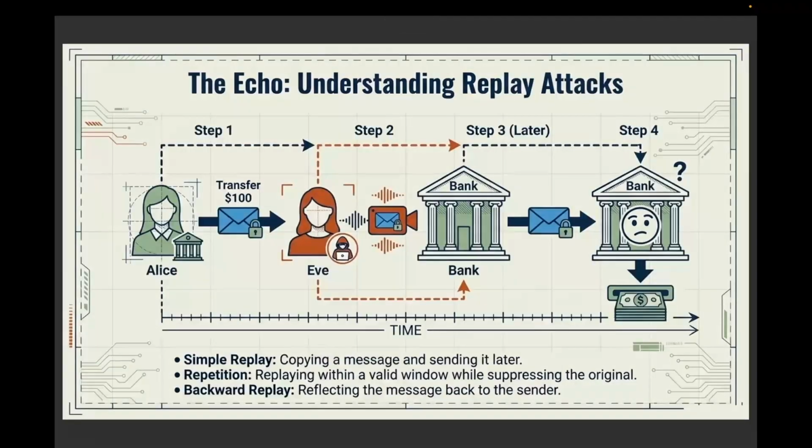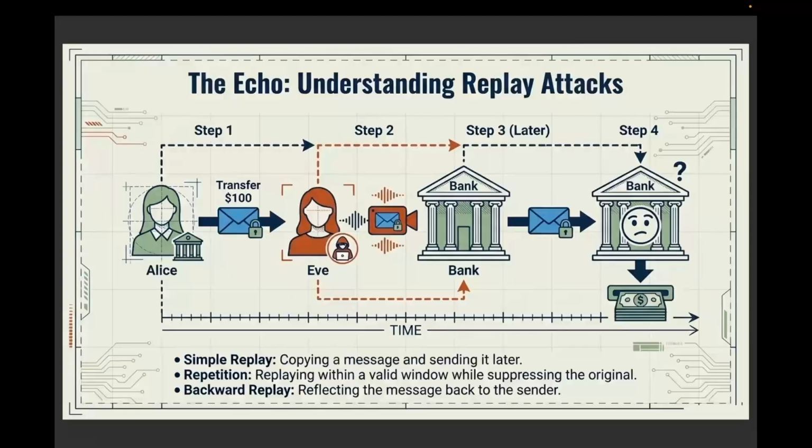Now let's talk about an important threat, that is replay attacks. Imagine Alice sends a transfer request of $100 to the bank. Eve intercepts the message and later she resends the exact same message. If the system accepts it again, the bank transfers another $100. That is the replay attack. There are three types. First is simple replay, copying and sending it later. Second is repetition, replaying within a valid time window. Third is backward replay, reflecting the message back. Replay attacks exploit systems that don't verify message freshness.